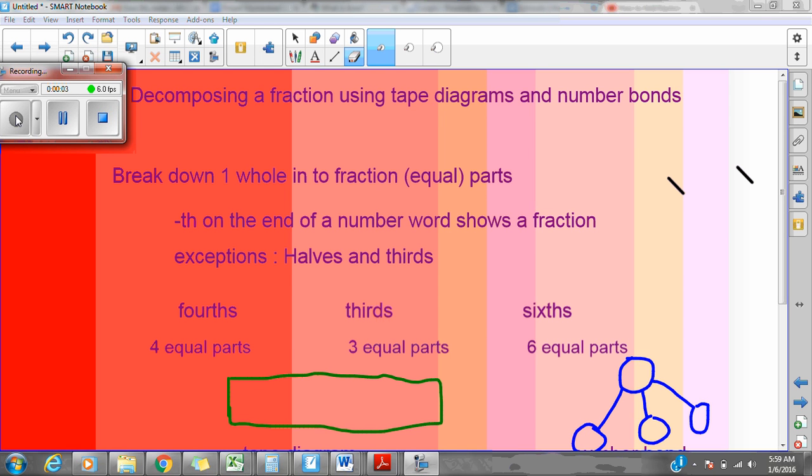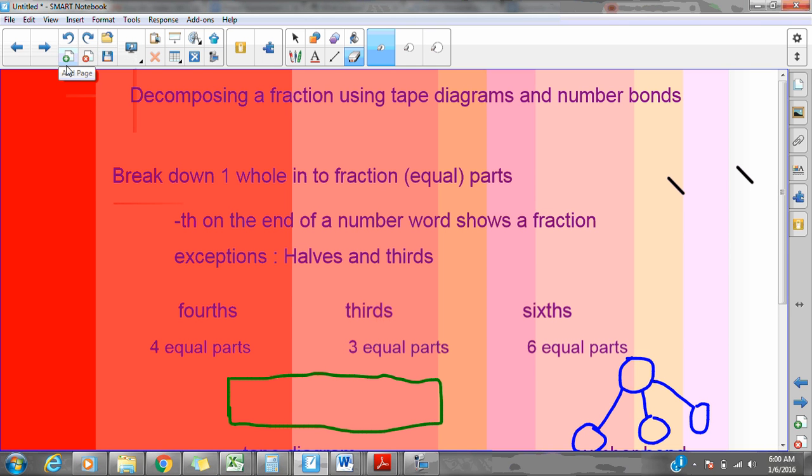Decomposing a fraction using tape diagrams and number bonds. The reason we are going to do this today is we're going to see how if you break down a fraction, it still equals the whole when you get the fraction parts or the fraction units all together. So decomposing just simply means breaking down one whole.